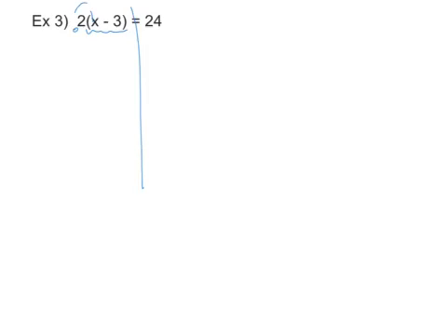So we're going to say 2 times 1x will give us 2x. And then we're going to take the 2 and distribute it to that negative 3. So 2 times negative 3 will give us negative 6. And bring down that equals 24. So now we just have a 2-step equation that we're going to solve.